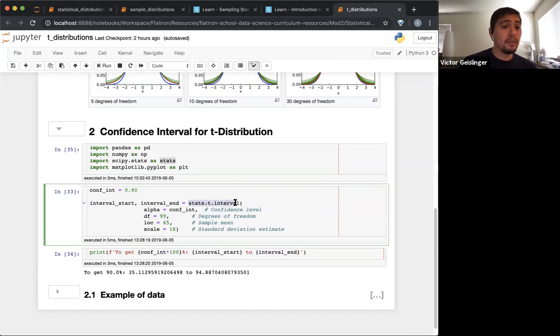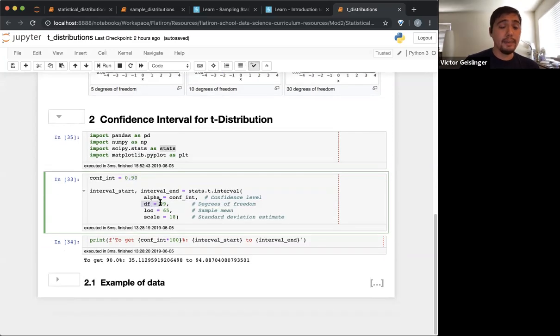We're saying, all right, we're going to use a t distribution. Specifically, we're going to make an interval. Our alpha is equal to this confidence level. This alpha is basically our critical value, saying what do we want it to represent? In this case, I want it to represent 90%. I want a 90% confidence interval.